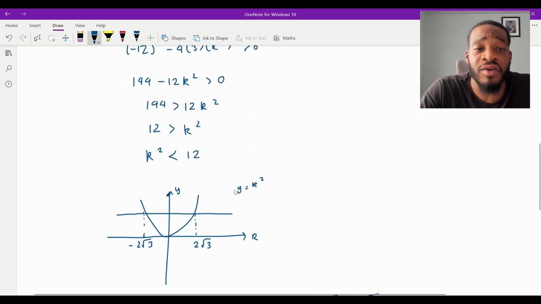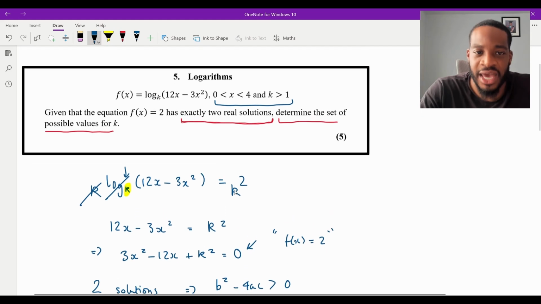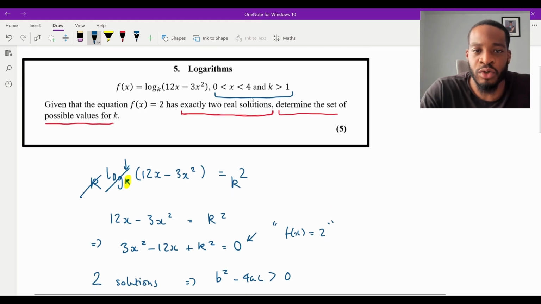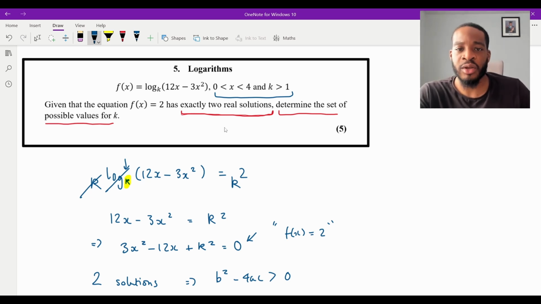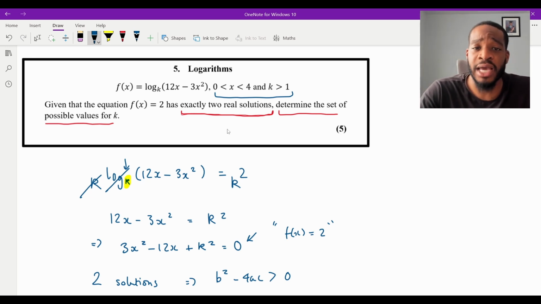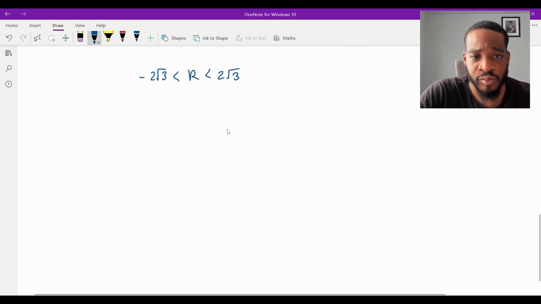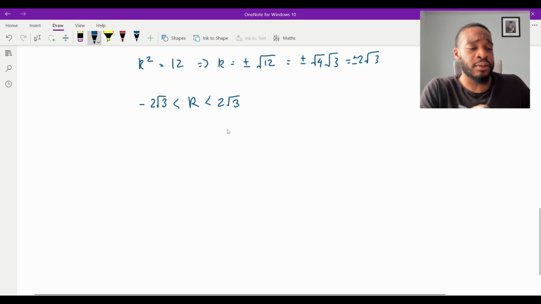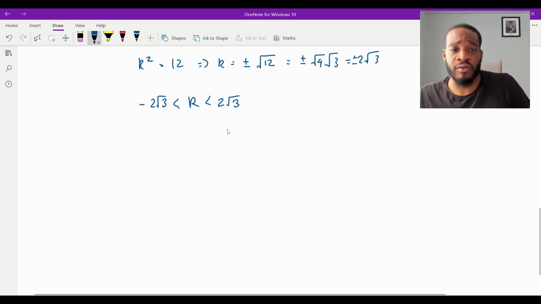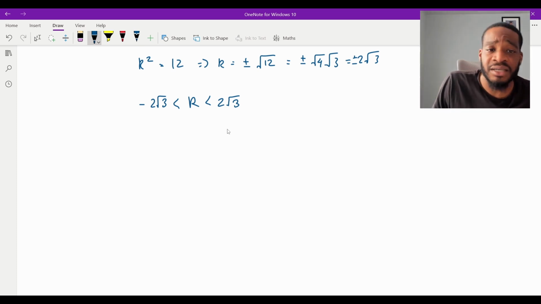Now, be very, very careful. Remember what I told you about looking at the restrictions? They told us that k is greater than 1, right? Now, they said determine the set of possible values for k. So before even looking at this, you could look at the question and say, well, regardless, k must be greater than 1. Now, if I go back to what we've got, we're saying that k ranges between minus 2 root 3 and 2 root 3. Minus 2 root 3 is negative, right?